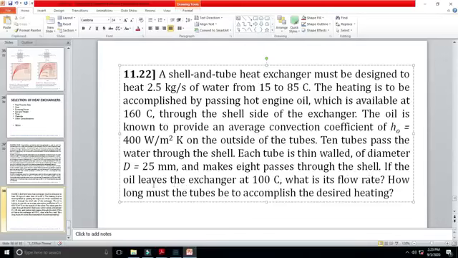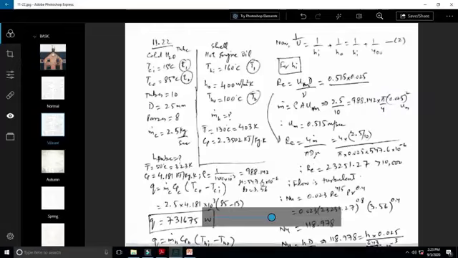Now if the oil leaves the exchanger at 100 degrees Celsius, so oil was coming in at 160 degrees Celsius and after giving away the energy to the cold fluid, which is water, it is leaving at 100 degrees Celsius. So it means that 100 degrees Celsius would be the value of T_h out. So T_h out would be 100 degrees Celsius.